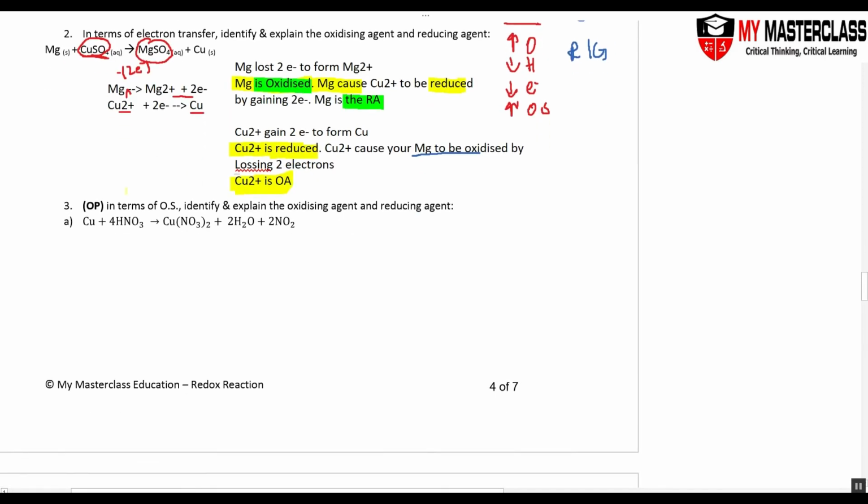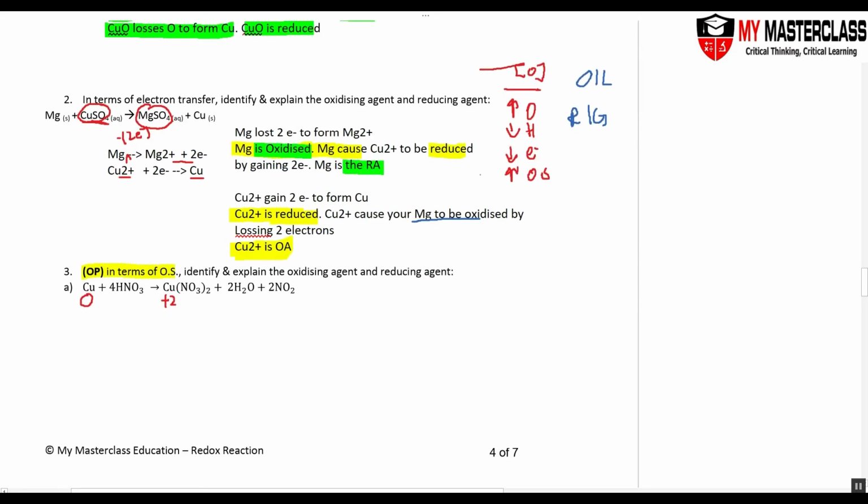Okay, the last example is in terms of oxidation state. Identify and explain the oxidizing agent. So for oxidation state, let's write all the oxidation states down first. My copper is definitely 0, neutral. This one, because of your formula Cu(NO3)2, your copper is plus 2. So what can we count over here? You can see your copper increases oxidation state from 0 to plus 2. So increased oxidation state is oxidized.